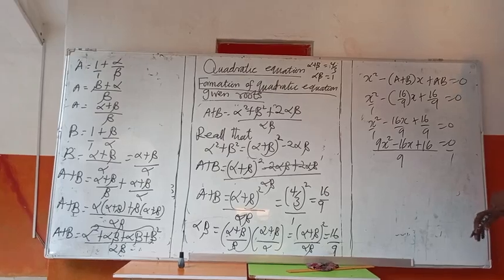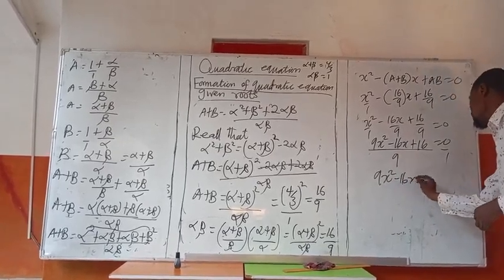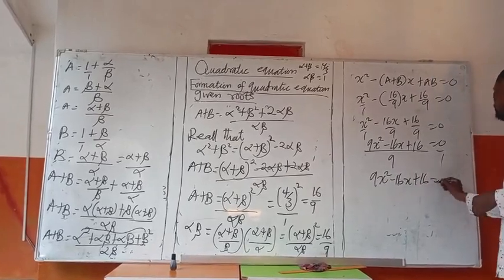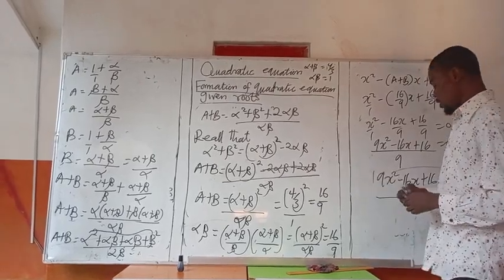Cross multiply. 1 times all this, we have 9s squared minus 16s plus 16 is equal to 9 times 0, which is 0. This is the quadratic equation that has the roots.